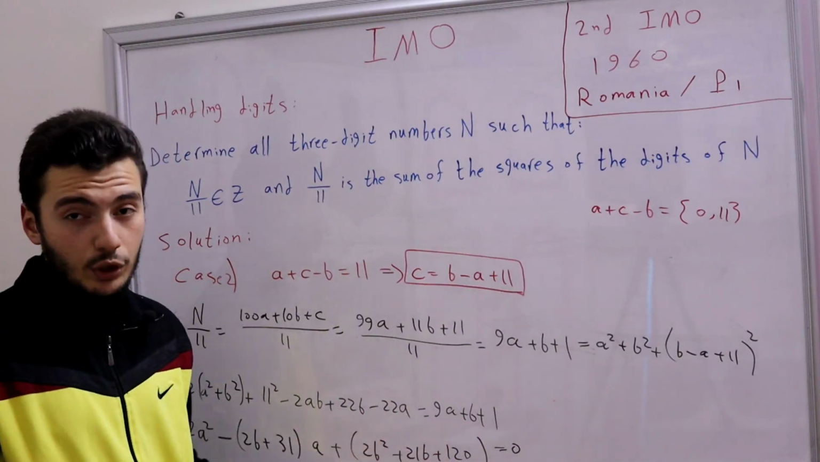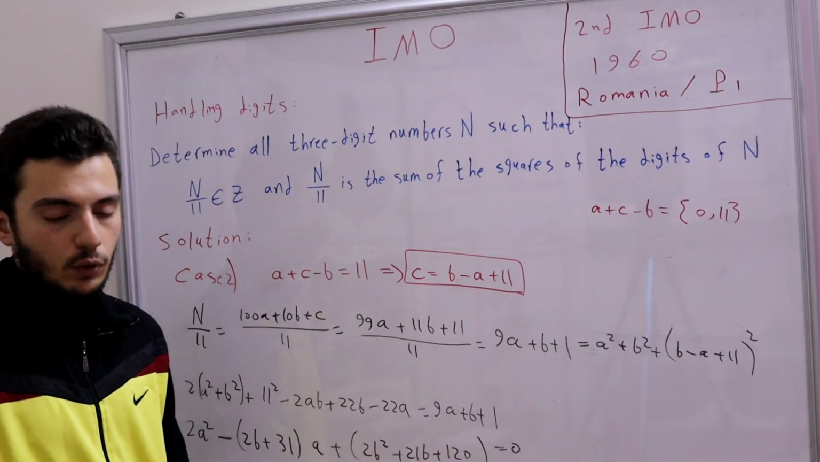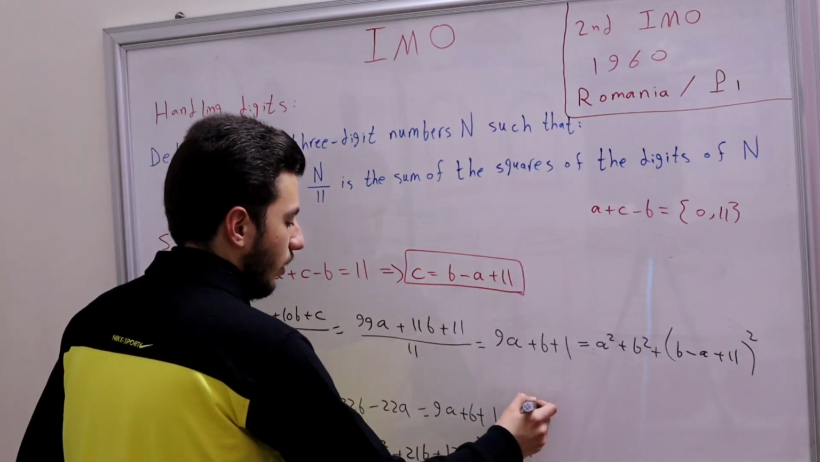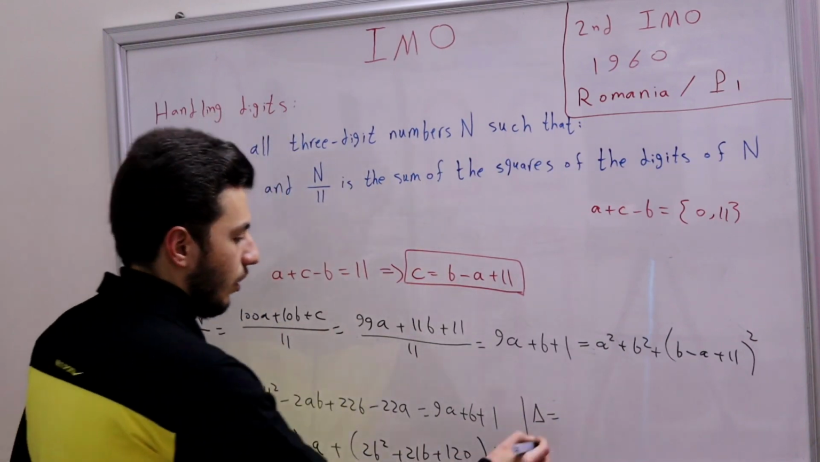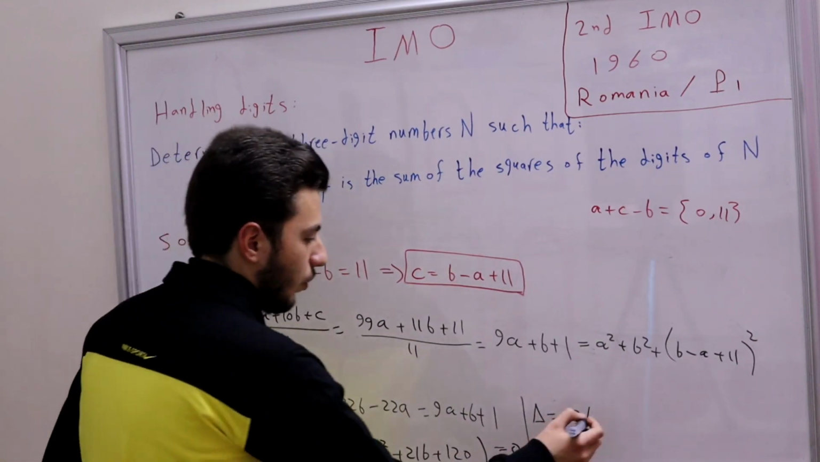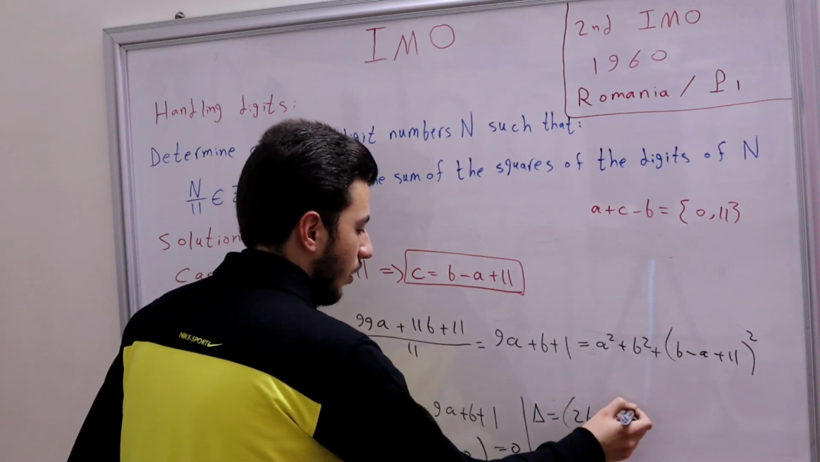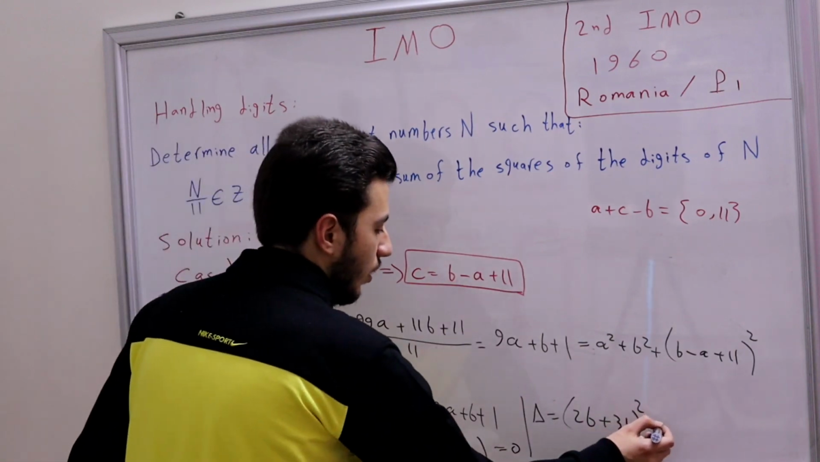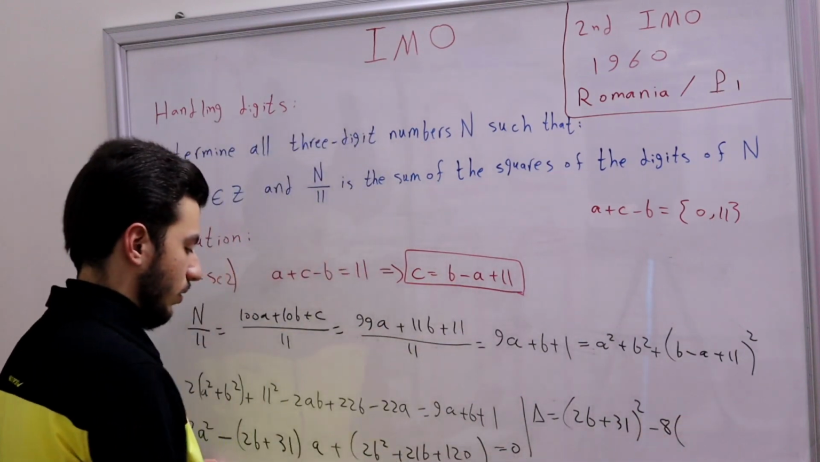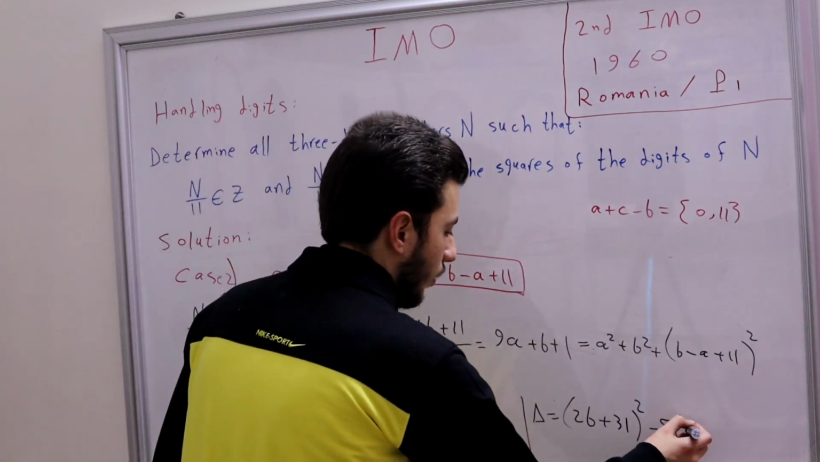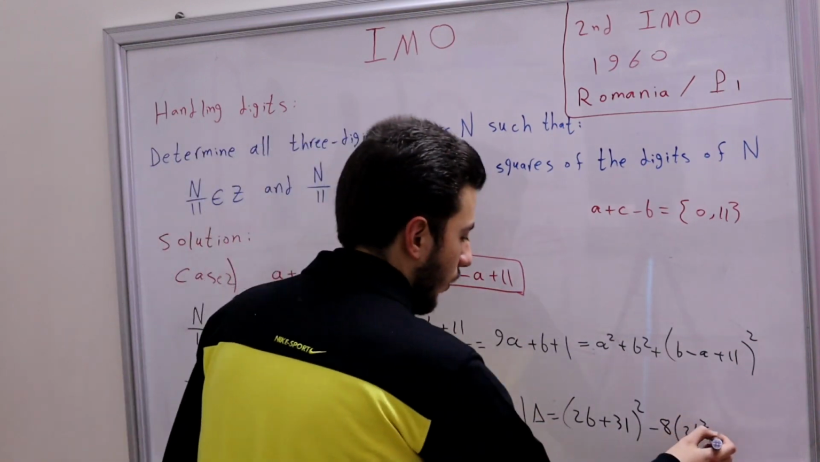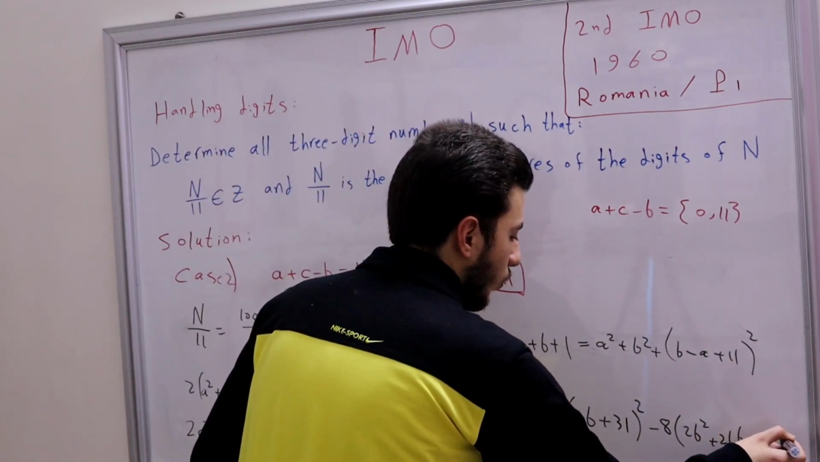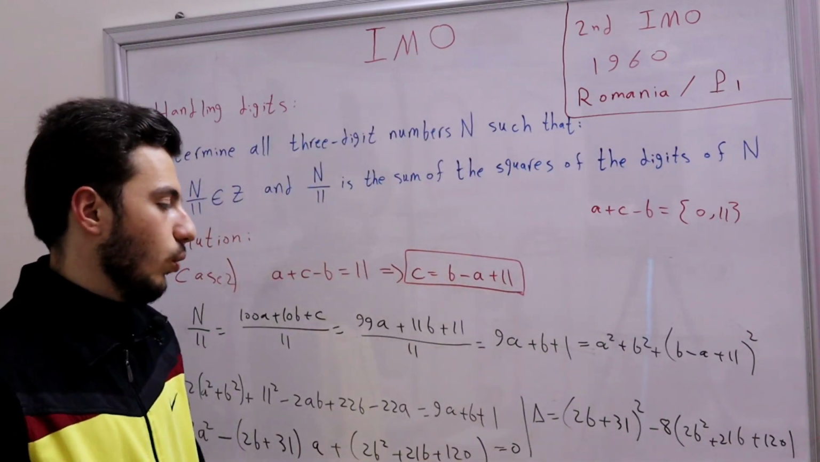So this is our equation now, and we simply need to evaluate delta as before. So what is delta? Let's see. Delta is, really ugly, (2b plus 31) squared minus 8 times (2b squared plus 21b plus 120). And we need to expand that.